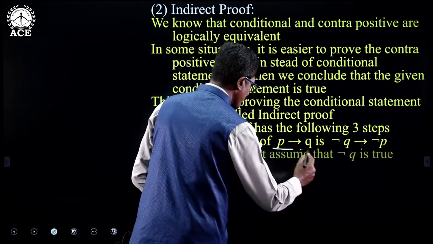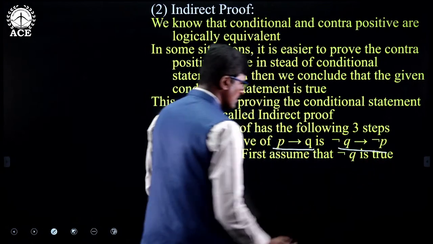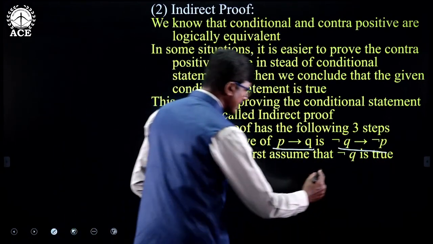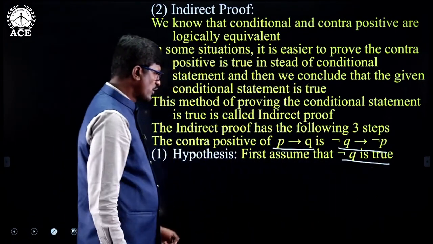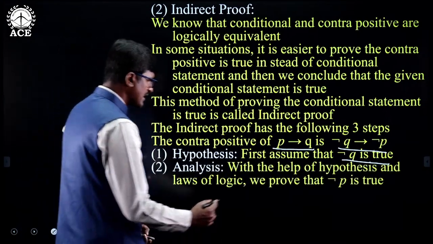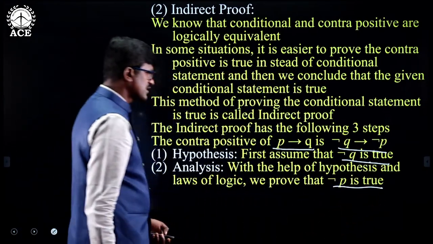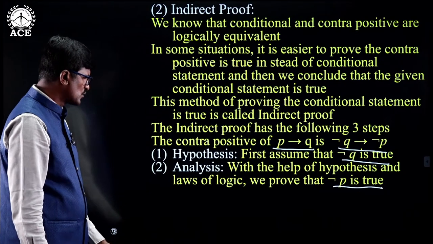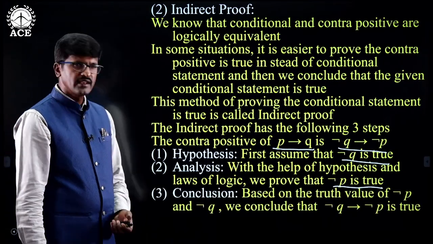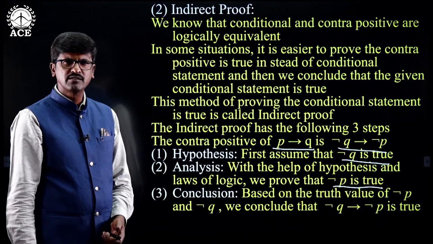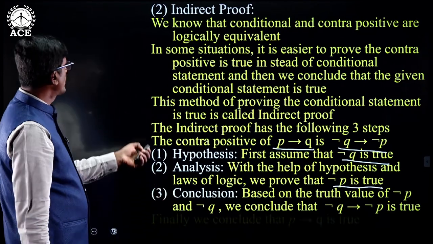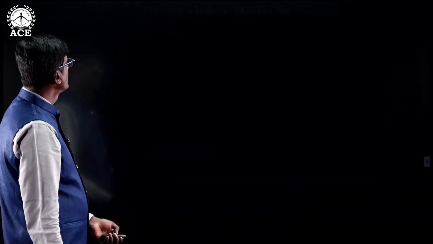This is the conditional and this is the contrapositive. We assume that negation Q is true. Then we will be proving that negation P is true. If negation Q is true and negation P is true, then we will be concluding that negation Q conditional negation P is true. Now we'll take one example and prove it.